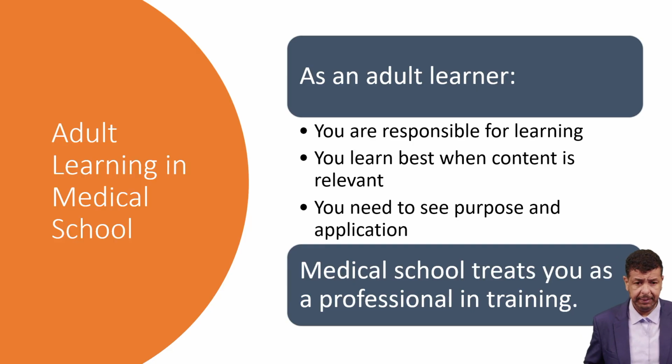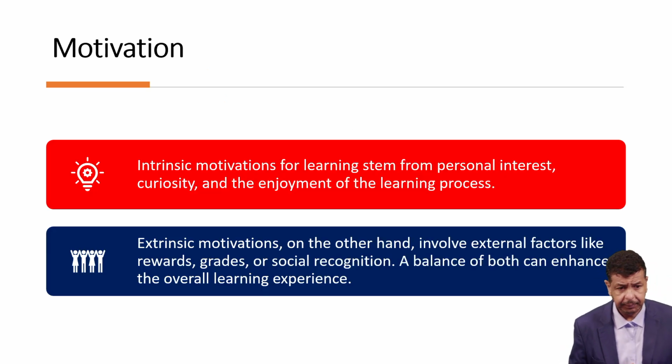Why is this important for medical school? As an adult learner, you are responsible for your learning, not the professor. You learn best when the content is relevant, so always try to seek the relevance here. You need to see the purpose and the application, and medical school treats you as a professional in training, so it's very important to be professional and to know your professional identity. And you have to always seek what motivates you to learn, and it's not only about motivation, it's about motivation and discipline. Let us define motivation.